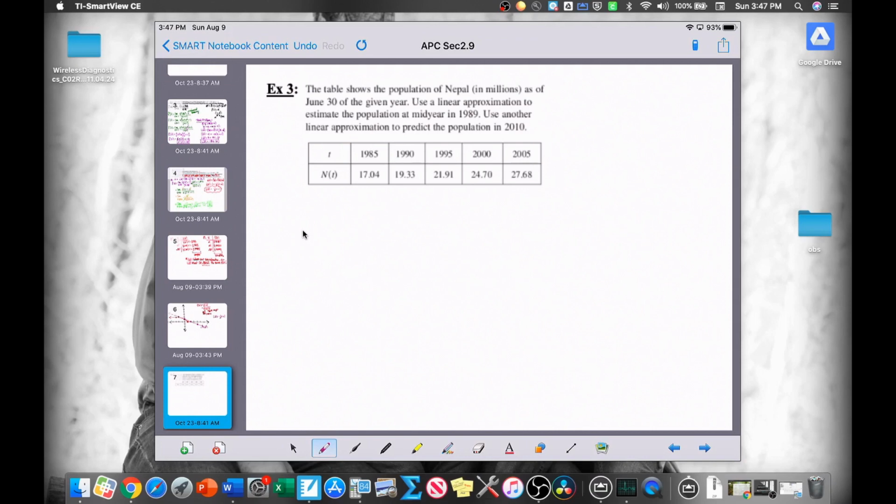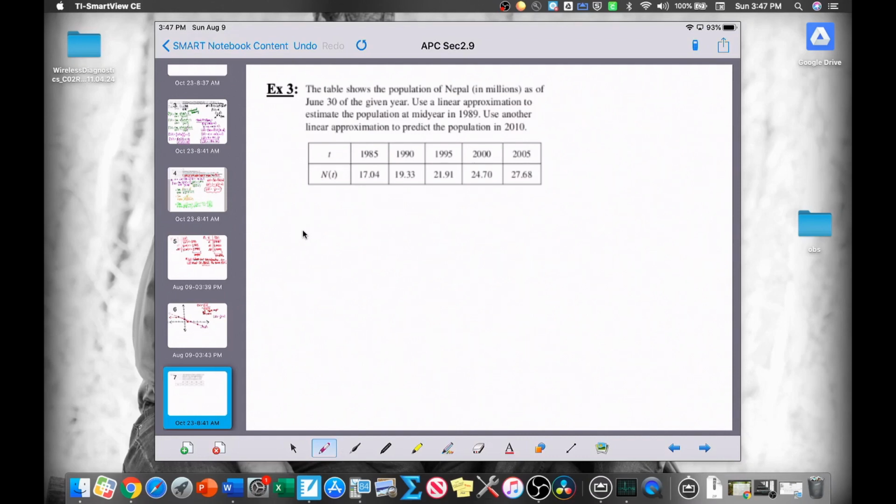Example 3 gives us a table, and the table shows the population of Nepal in millions of people as of June 30th of that given year. They ask us to use a linear approximation to estimate the population at mid-year 1989, and then use another linear approximation to predict the population in 2010.